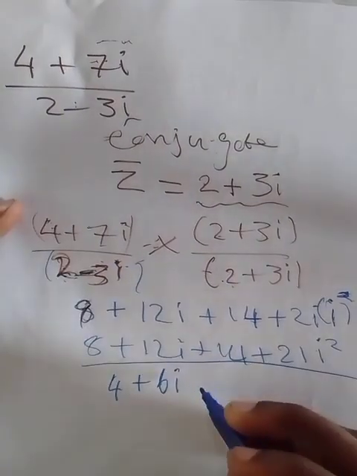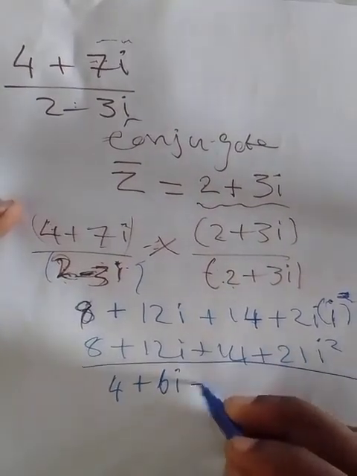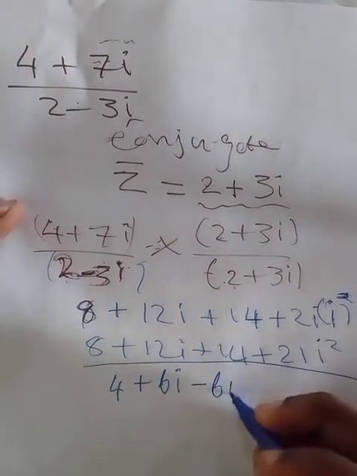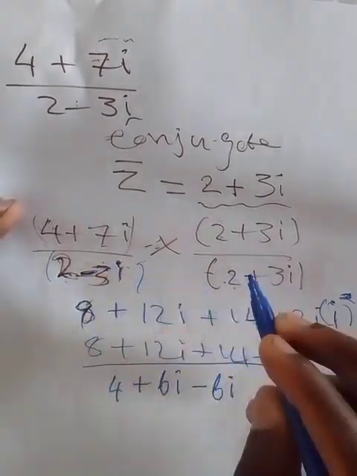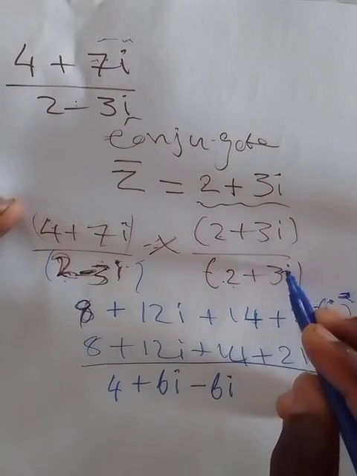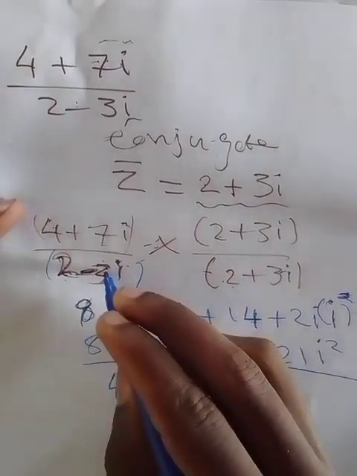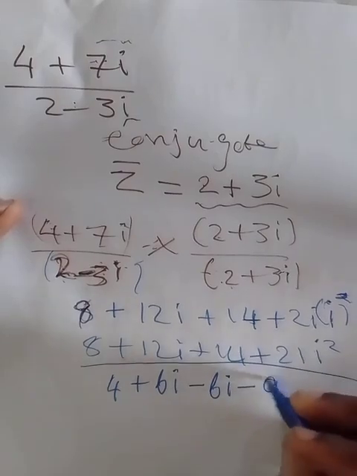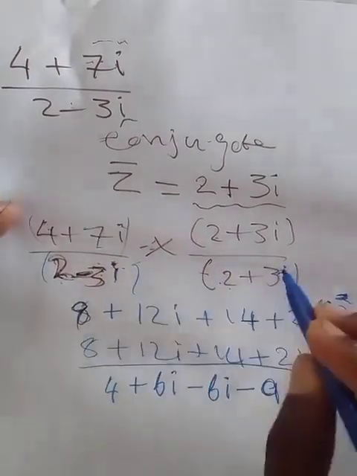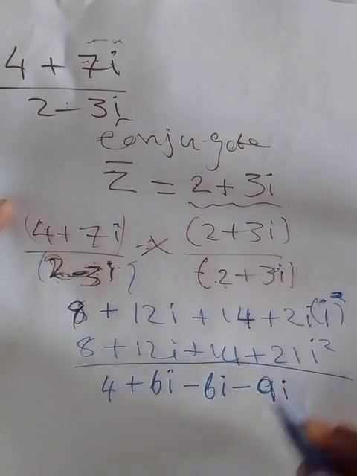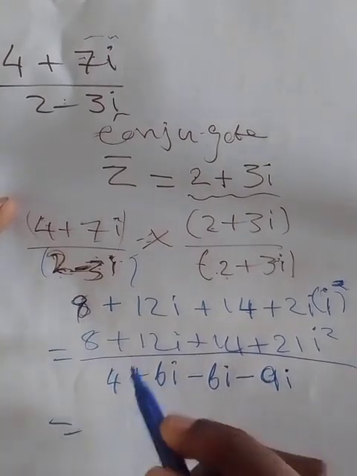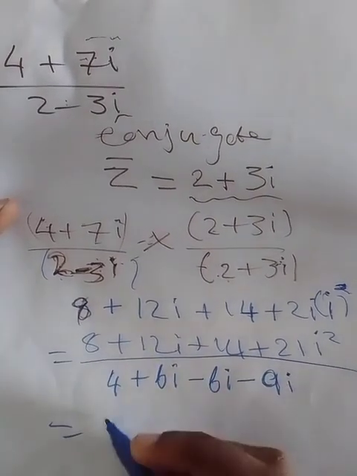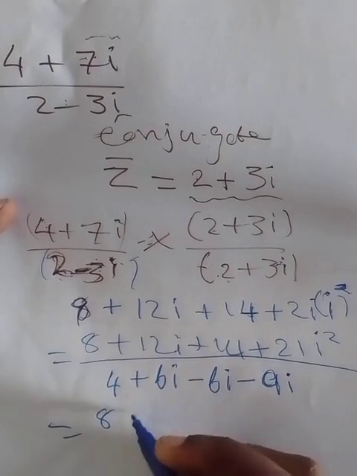negative 6i. Okay, and then now negative 3 times 3i. So first you're going to multiply, you're going to get negative 9. Okay, now i times i, that is going to give you i squared. Okay, so let's simplify the numerator first. So you're going to have 8, let's collect the like terms. 8 plus 14 and plus 12i.